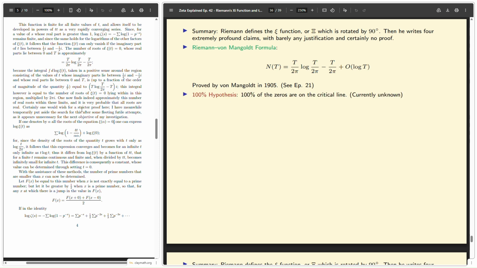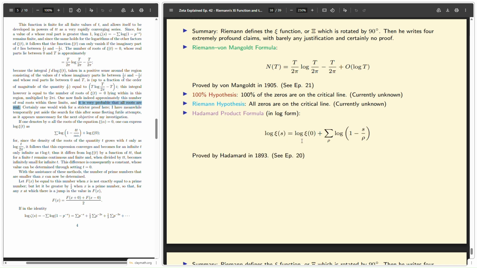Okay, and then next he makes this 100% hypothesis. He says one now finds indeed approximately this number of real roots within these limits, and it is currently unknown if this is true or not. And then the next line, of course, is the Riemann hypothesis: it is very probable that all the roots are real. Once again, no one knows if this is true, and this is the $1 million question. And then here he gets what's now known as the Hadamard product formula in its log form for the Xi function, and this was proved in 1893. So both of these results were proved decades after the original paper, and there are still 2 results here that are unproved. So that's it for today.